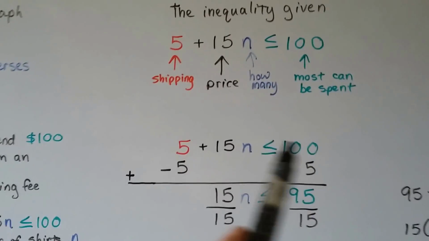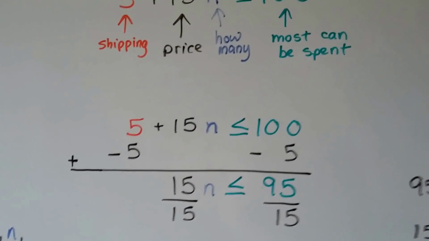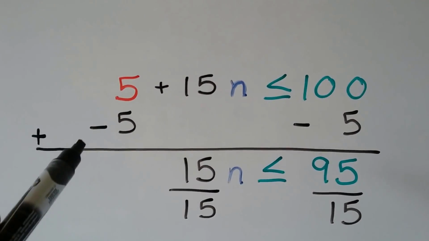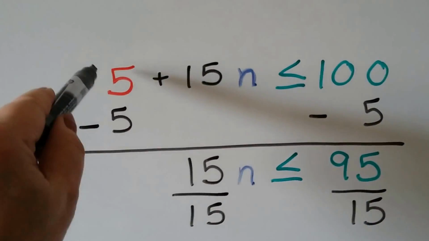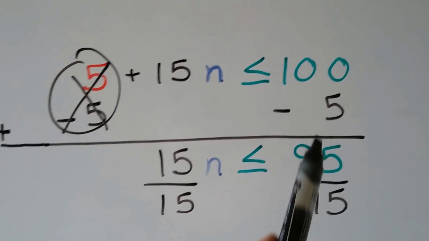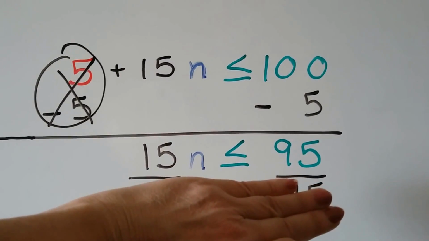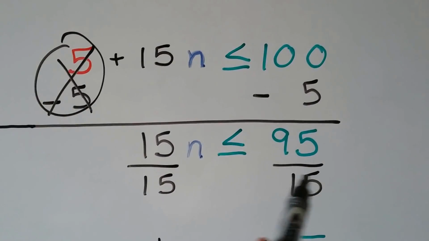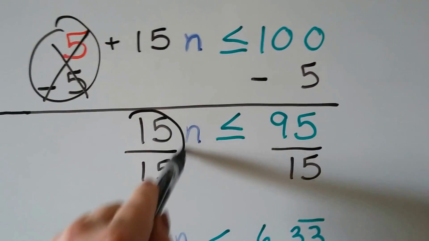So here we have our inequality, and we're going to use additive inverses and make some zero pairs. We want to get n by itself. Because of the $5 shipping, we're going to add a -5 to both sides of the inequality, keeping it balanced. That'll make that a 0, and we've eliminated it. And 100 minus 5 is 95. Now we've got 15n is less than or equal to 95. To get n by itself, we divide both sides of the inequality by 15. That creates a giant 1 here, doesn't it?